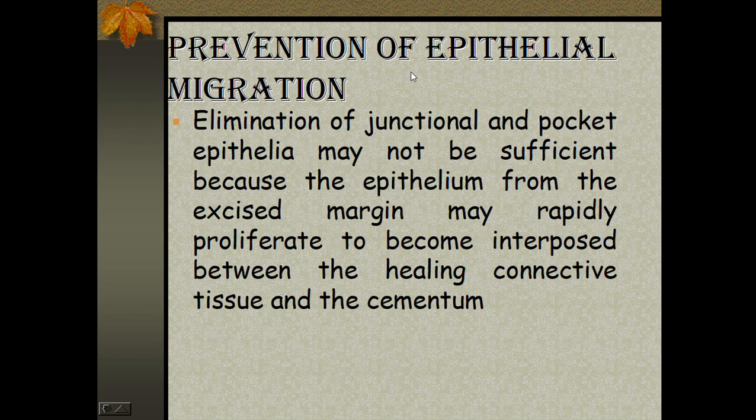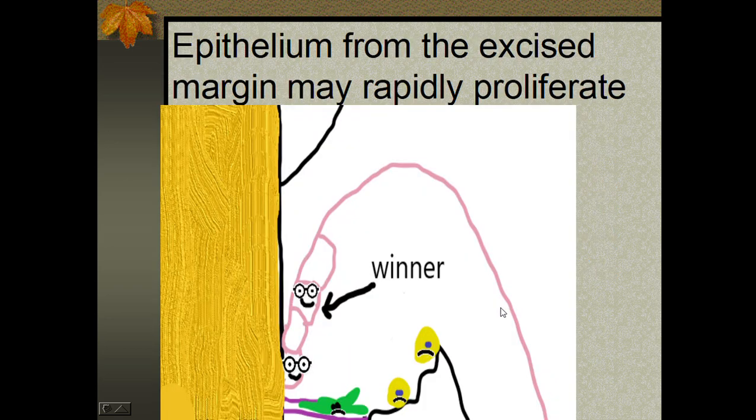Now, prevention of epithelium migration. Elimination of junctional and pocket epithelium may not be sufficient because epithelium from the excised margin may rapidly proliferate to become interposed between the healing connective tissue and the cementum. Let's see how. This is the root surface, enamel. This is the osseous defect. And now let's see.